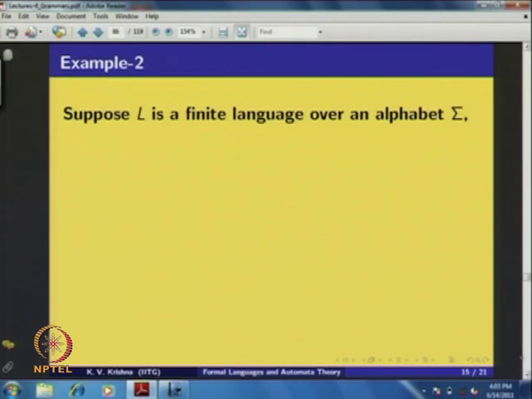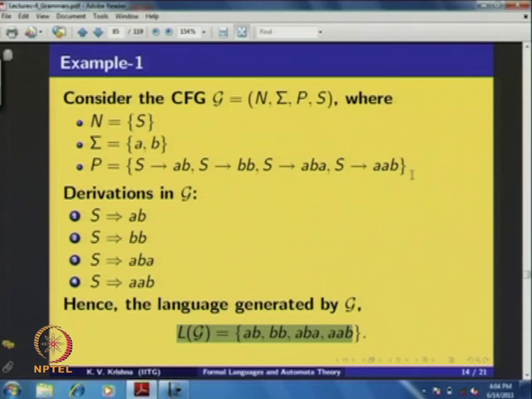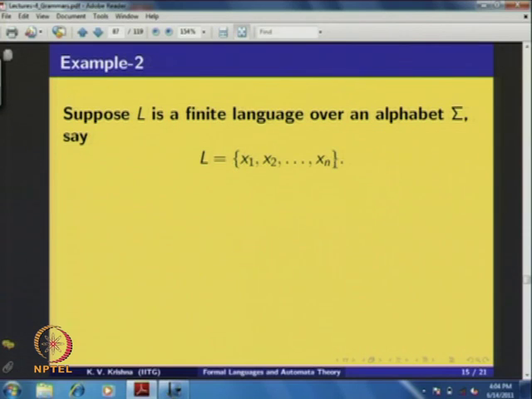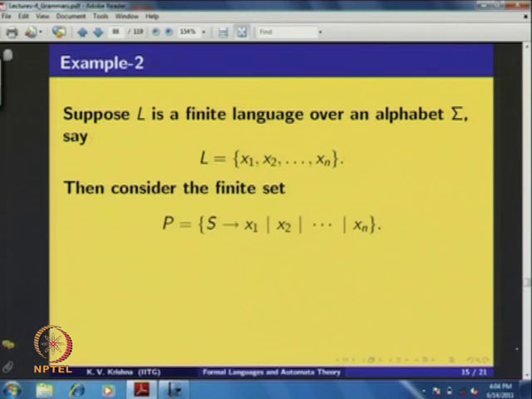Let me consider another example, by extending this notion. In the previous example, we considered four strings and this is the grammar we defined. Now, if you take any finite language, you have finitely many strings in that, say L equal to x 1, x 2 and so on x n, finitely many strings. Now, consider the finite set P containing S gives x 1, and here we are introducing this notation, the symbol r, x 2, r x 3 and so on r x n.